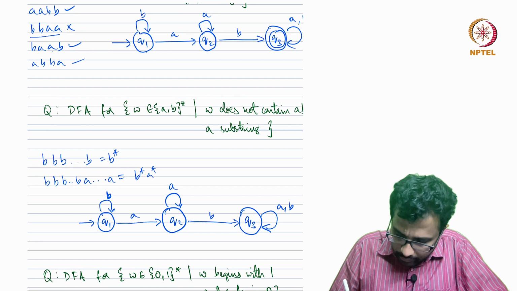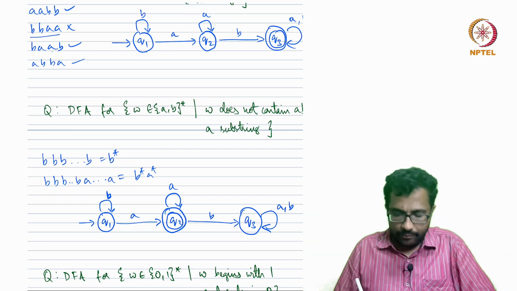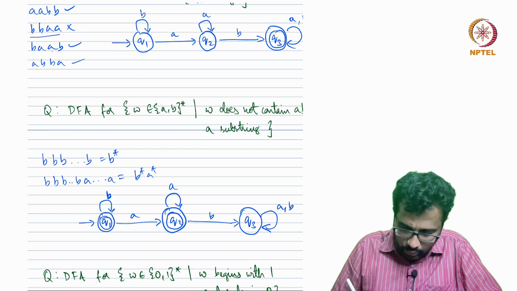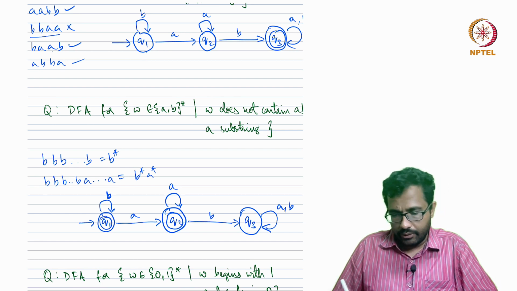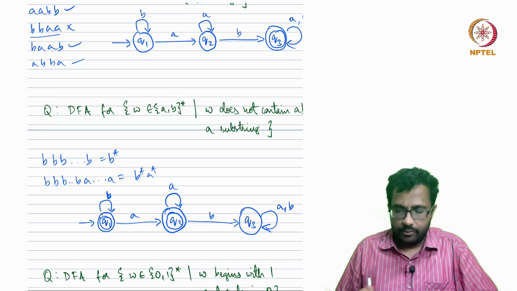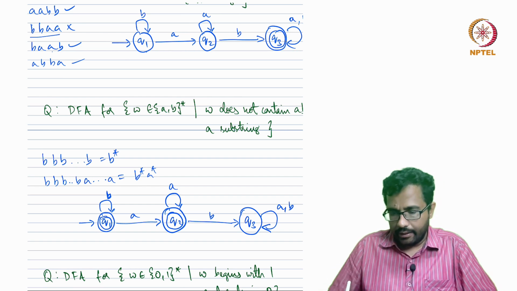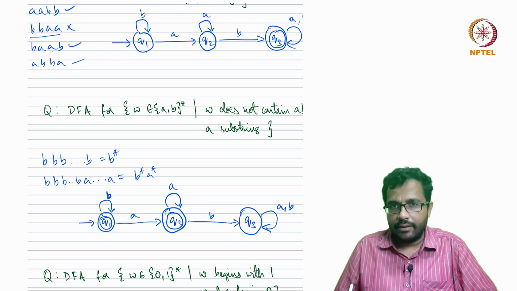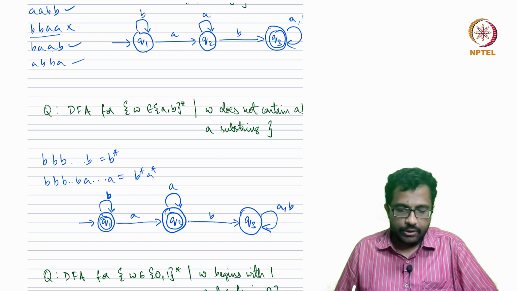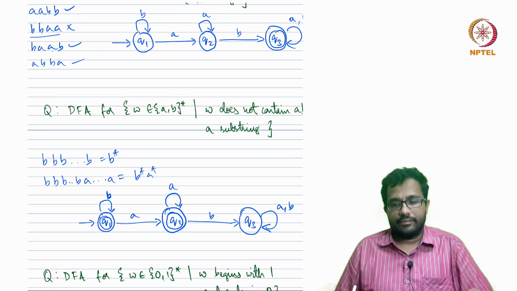Q2 means you have seen at least one A. Q1 means you have only seen B's, so all B star strings end in Q1. Once you see one A, you move to Q2, and otherwise you move to Q3, and then you can check that this DFA indeed accepts all the strings that do not contain AB as a substring.